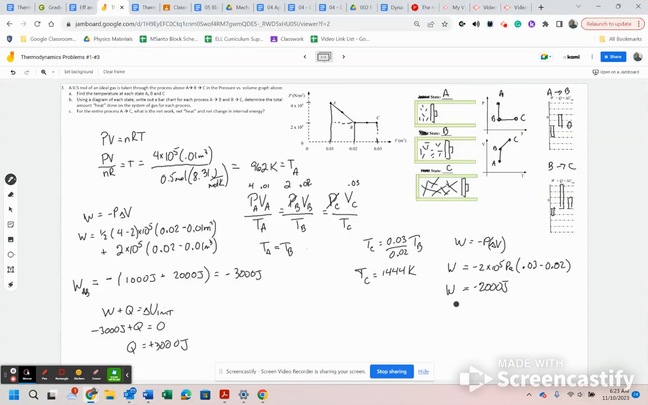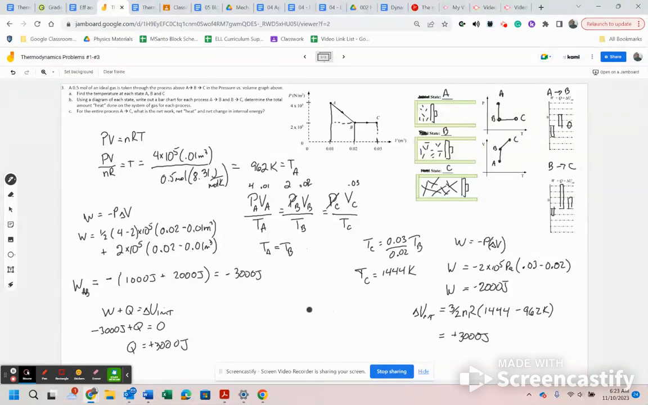And then we will have to find the change in internal energy from B to C. So this is going to be 3/2 nR times 1,444 minus 962 Kelvin. And when we calculate all this out, we will get a positive 3,000 joules.